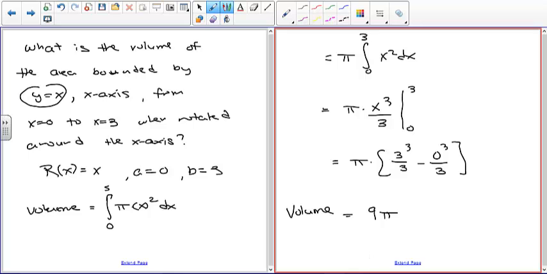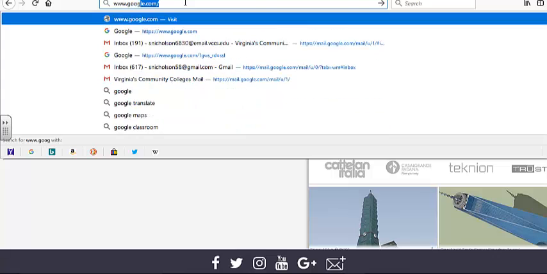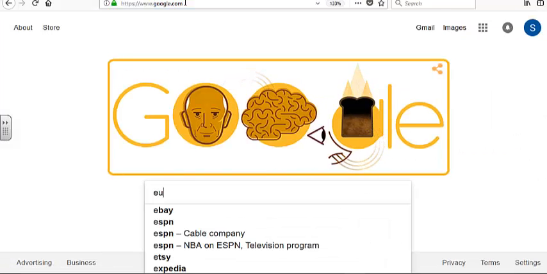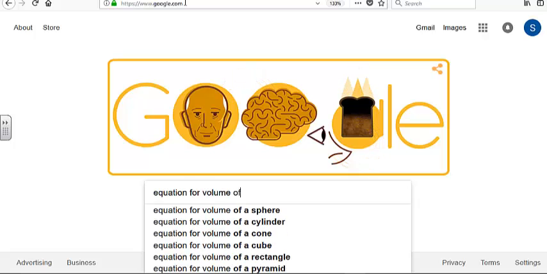Now we'll go online here for just a second. So we'll say equation for volume of cone.